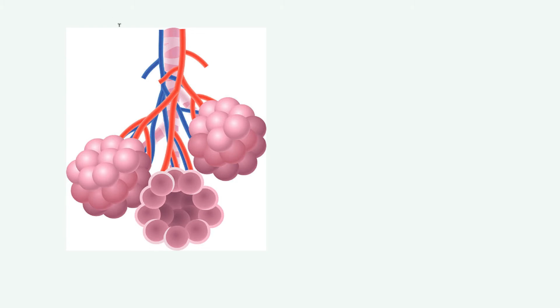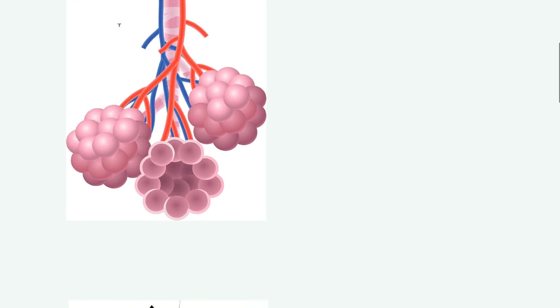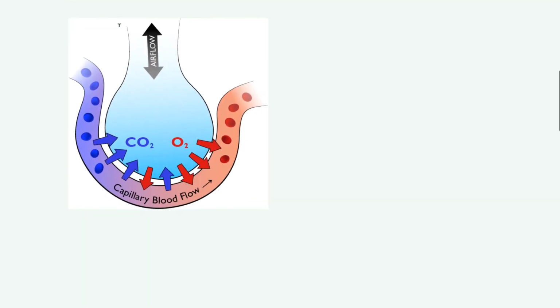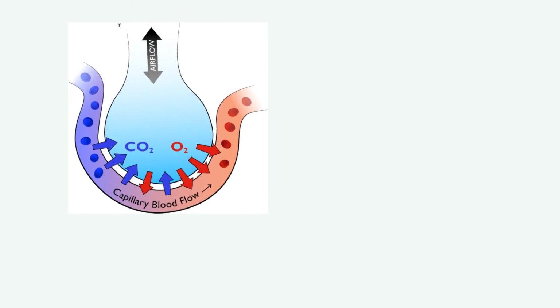This is very important because it means that they maintain a concentration gradient between the blood and the alveoli, and the high surface area means a high rate of diffusion. So a more simplified diagram, showing a single alveolus, is here. As you can see, we have airflow coming in. You've got CO2 coming in from the blood, and that is going to leave.